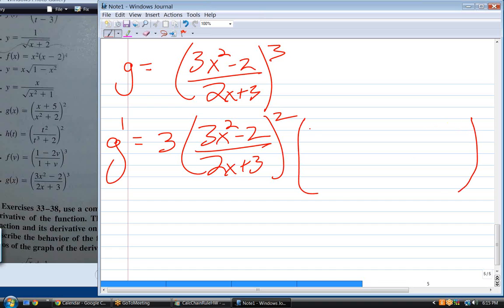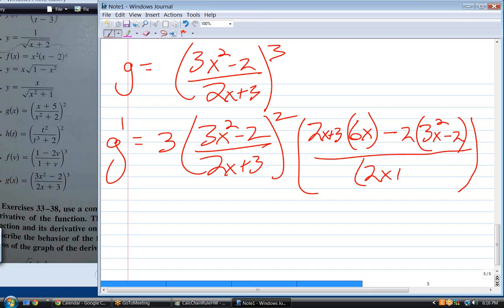So it would be 2x plus 3 times 6x minus 2 to the quantity of 3x squared minus 2, all over 2x plus 3 squared quantity. And now you can kind of see that there's lots of simplification that can take place here. In other words, the denominators alone are going to turn into, you know what, we should go through this.